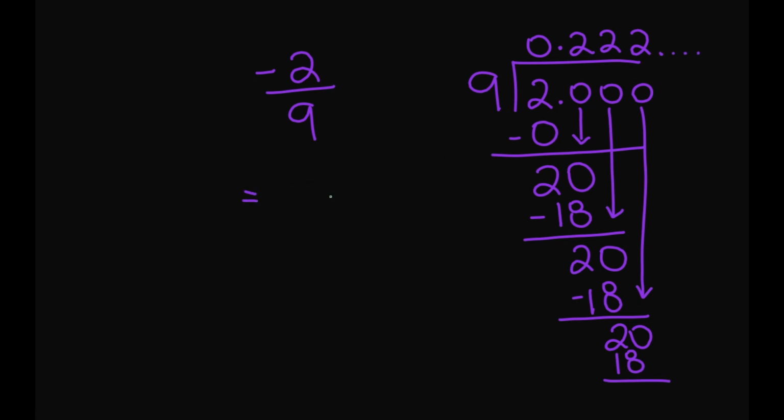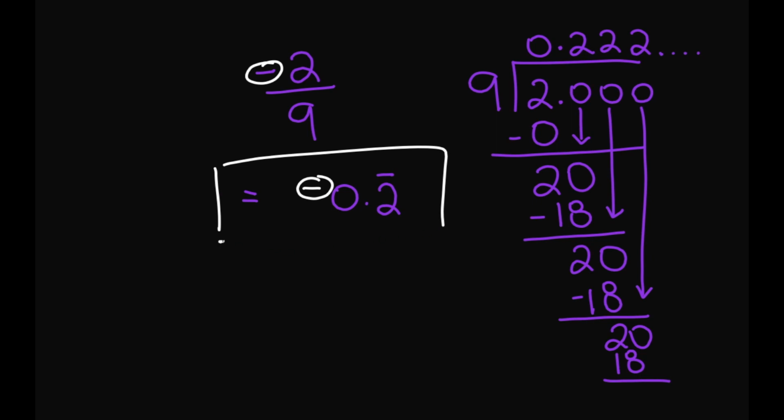So your final answer is going to be 0.2 with the bar over to indicate that it is a repeating decimal. However, I do need to include the negative in my answer, which is here, because I have a negative in the fraction. So this is your final answer here.